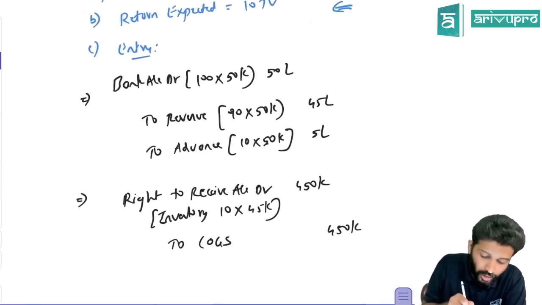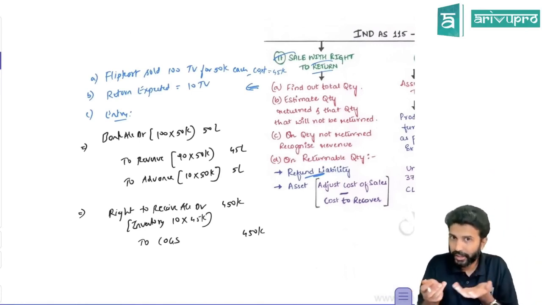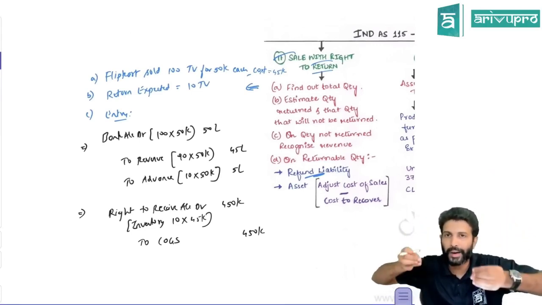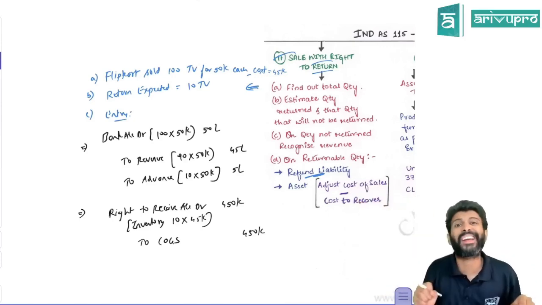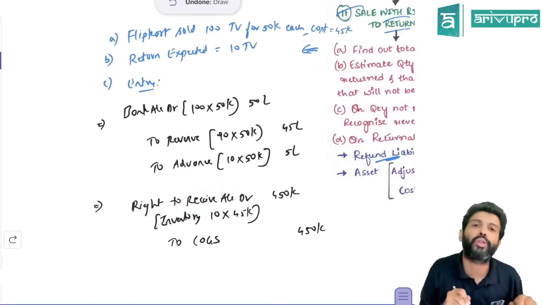Not only this, you have a right to receive the asset. If the customer returns the goods, Flipkart has an obligation to pay him the money. They don't just have an obligation, they also have a right. Right to what? To collect the TV. So the right to receive the TV also you will account for.